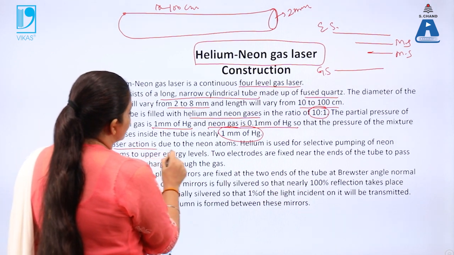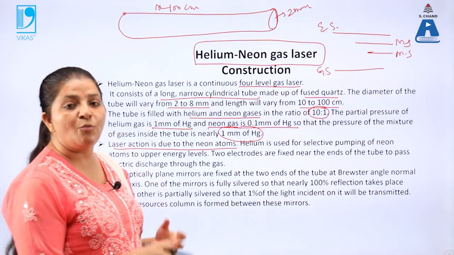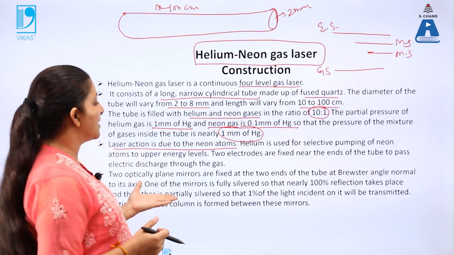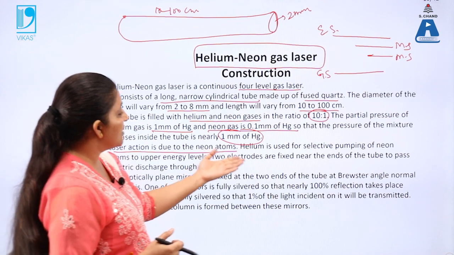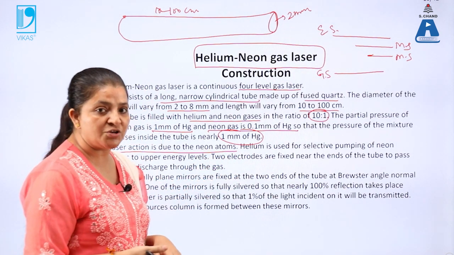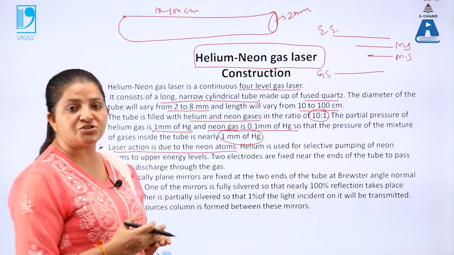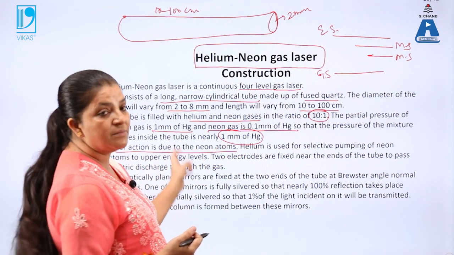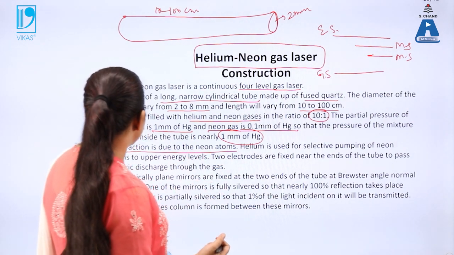Now the laser action takes place through the neon atoms. What is important in laser action? Stimulated emission. The stimulated emission is done by the neon atoms, and the helium gas is used only for stimulated absorption. Firstly, the helium atoms jump from the ground state to the excited state. Then the neon atoms come into action, and the stimulated emission is done by the neon atoms.